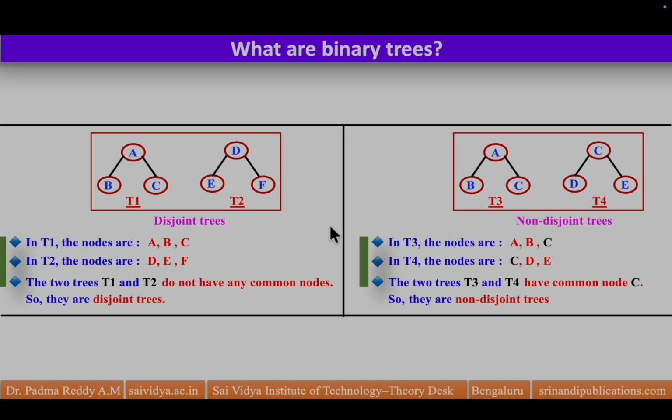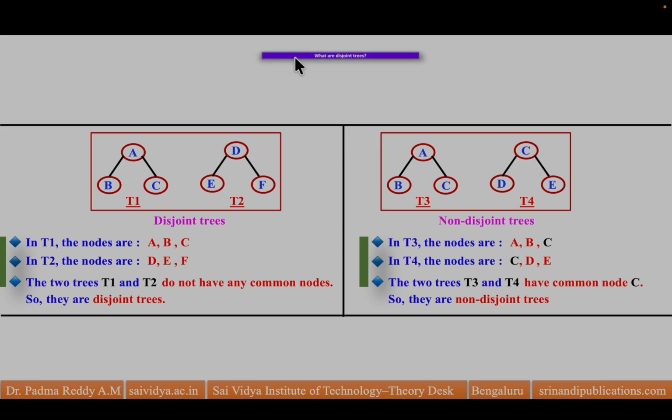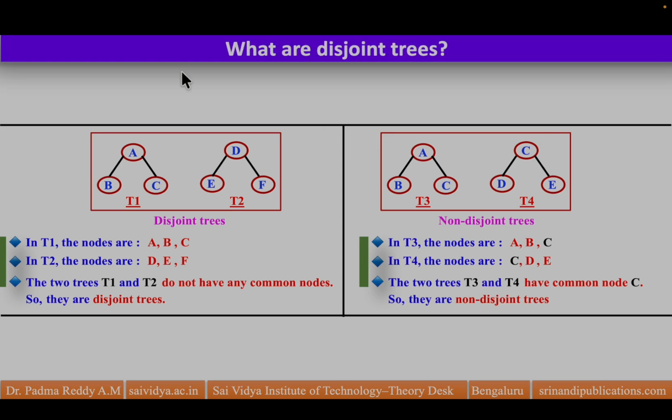In these two cases, the first set of trees represent disjoint trees and the second set of trees represent non-disjoint trees. Now let us see what are disjoint trees. The trees that do not share any common node between them, we call them as disjoint trees. Formally, the disjoint trees can be defined as shown below.